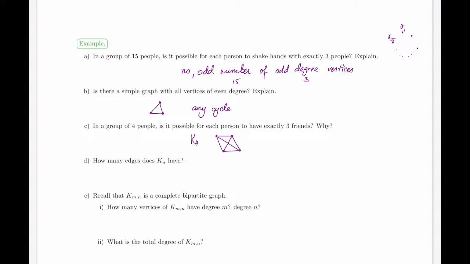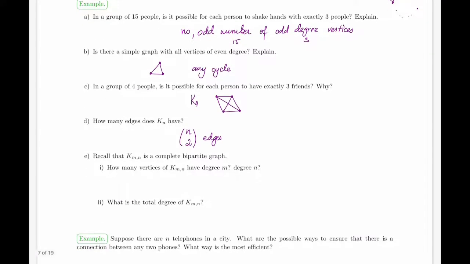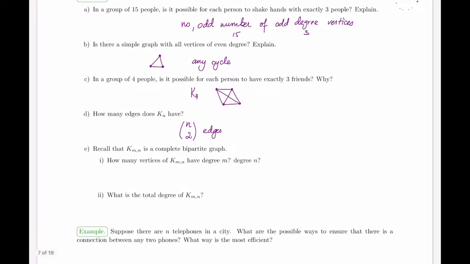How many edges does a complete graph on n vertices have? So we have n vertices and each pair is connected to each other, which means that n choose 2 is the number of edges in a complete graph for any n. And finally, the question about the complete bipartite graph. How many vertices does it have of degree m? How many vertices does it have of degree n?